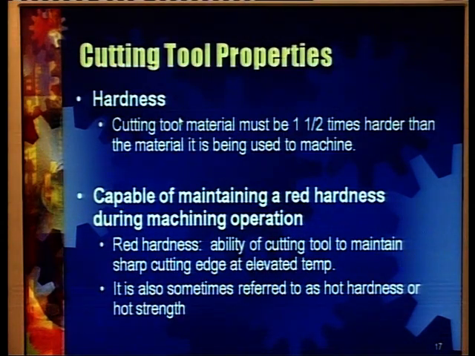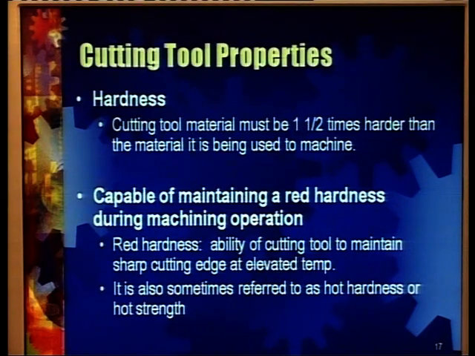Cutting tool properties, as I have told you in the first slide while we were discussing what a cutting tool is. The various cutting tool properties that are important for the material to be selected as a cutting tool are: one is hardness. The cutting tool material must be at least 1.5 times harder than the material that is to be cut using this machine tool. Otherwise, it will not be possible for us to cut the workpiece using that particular tool.